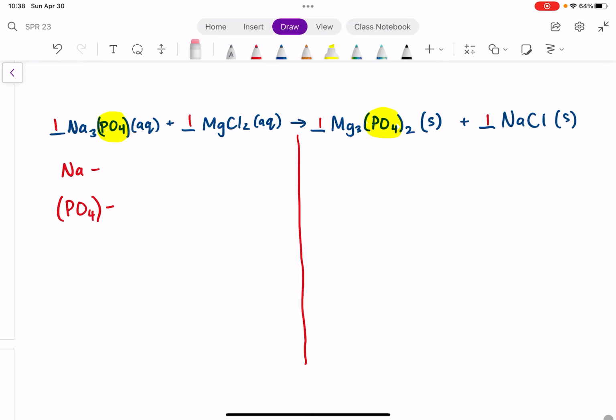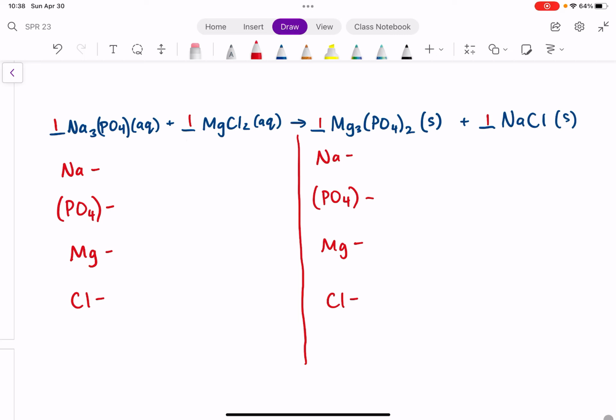Okay, so let me get rid of this highlight here. What else do I have? I have magnesiums, and I have chlorines. On the other side, I also have sodium, right? I have my PO4 stayed together, so I have my phosphate, I have my magnesium, and I have my chlorine. Okay, so now it's a matter of figuring out how many of each of those things we have.